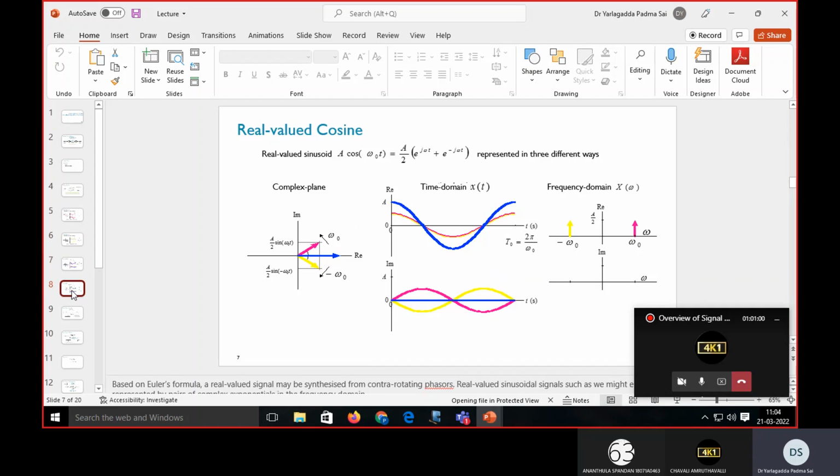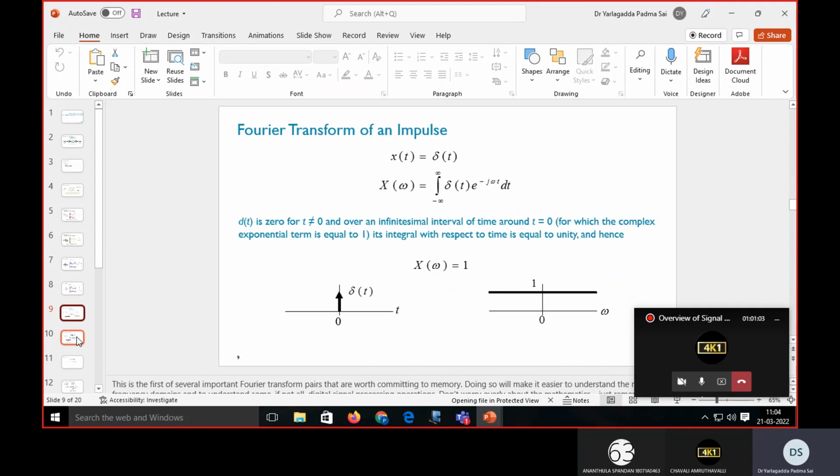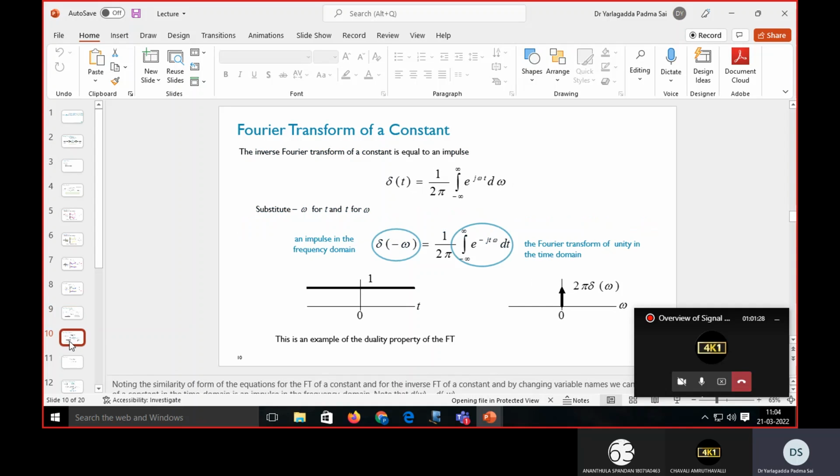Here we are not going for magnitude and all those things, phasor representation, and properties of the Fourier transform I am not touching, but all of you are aware. For x of t, when you consider delta t in the time domain, you will get x of omega is 1, already I mentioned. Some of the basic signal concepts you should remember.